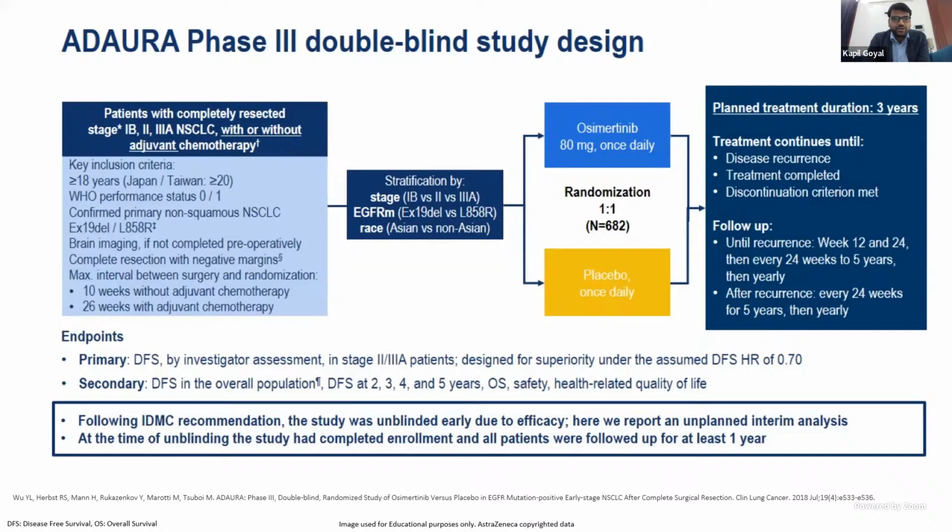The primary endpoint was disease-free survival by investigator assessment in stage 2 and 3A patients, designed for superiority under an assumed DFS hazard ratio of 0.70. The secondary endpoints were DFS in the overall population, DFS at 2, 3, 4, and 5 years, OS, safety data, and health-related quality of life.